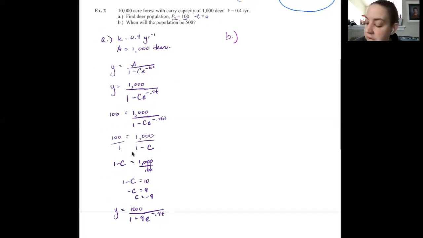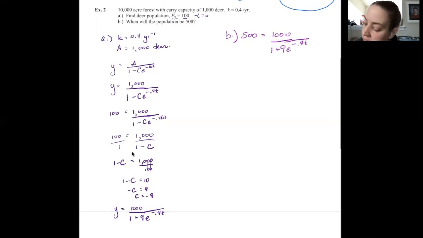So when will the population be 500? Same formula, but we're going to say 500 is equal to 1,000 over 1 plus 9 e to the negative 0.4 t. And we need to solve for t. So again, we're going to do that cross multiply switcheroo here. This is over 1. I'll do this in 2 steps. We're on video and I don't want you to get lost. 500 equals 1,000 over 1 plus 9e to the negative 0.4 t. Divide both sides by 500, so we get 2. So 9e to the negative 0.4 t is equal to 1. e to the negative 0.4 t is equal to 1/9.